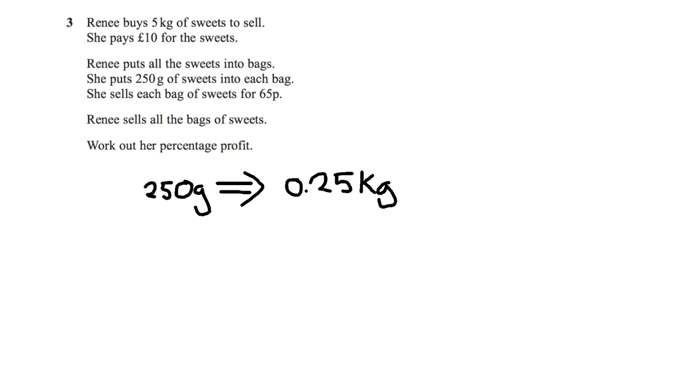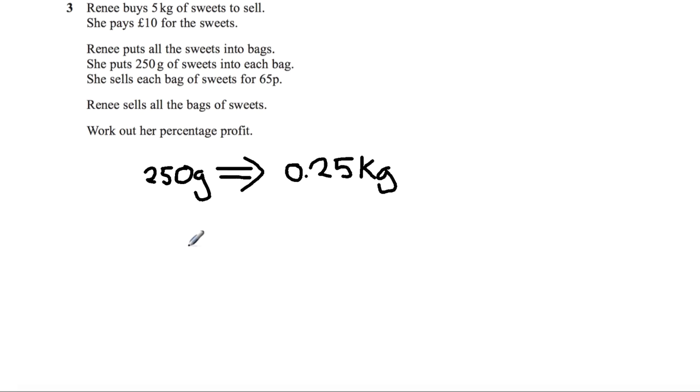So how many bags would Renee need? To find that, we need to find how many times 0.25 kilograms goes into 5 kilograms. Well, the answer is 20. So Renee has 20 bags. Renee sells each bag for 65p. So we're going to multiply 20 by 65p. I'll put the decimal place at the end.